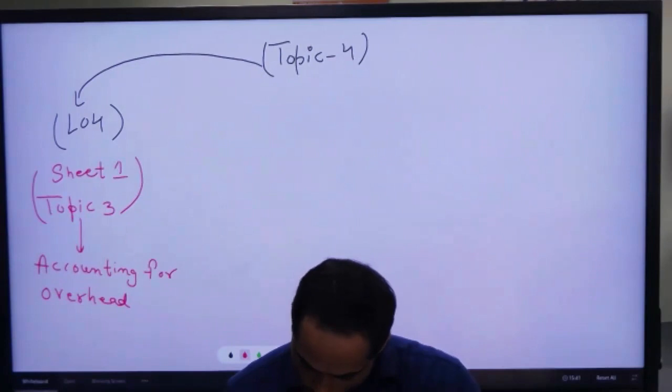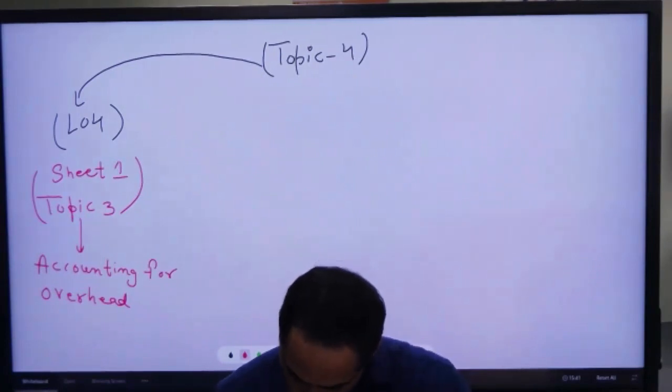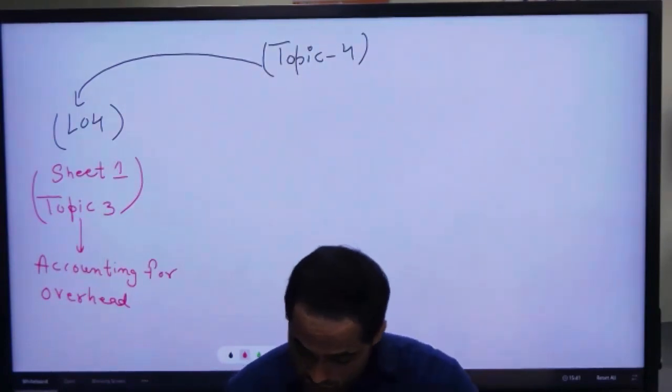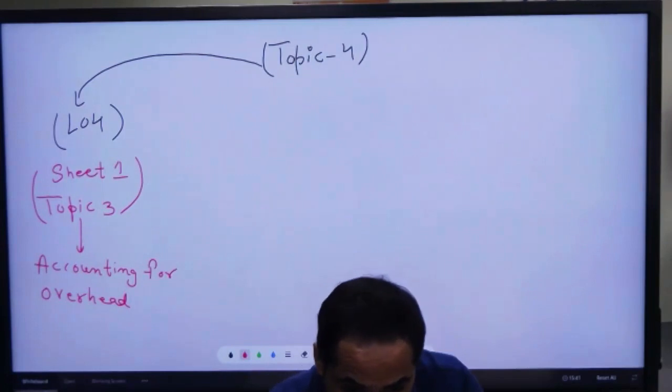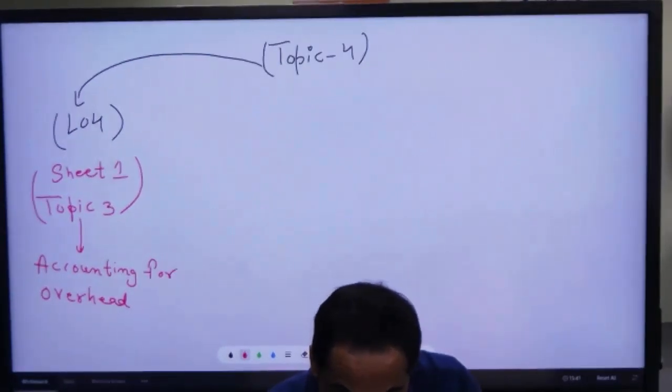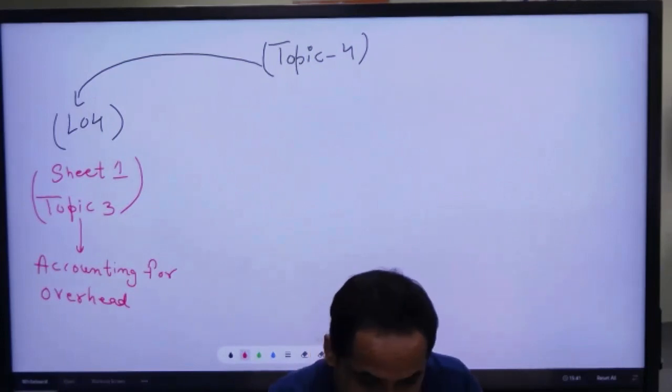So now we move on to learning outcome 5, which is the calculations part. All right, which is the part of your calculation.